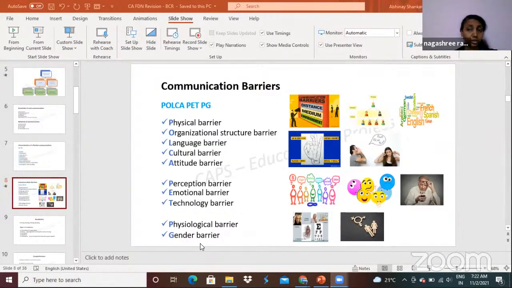And the last one is gender barrier. This is your G. Gender barrier is when there is hesitancy among men and women to talk to each other. Probably they are not very open in communication. So that is when it acts as a gender barrier. So all of you can connect to the acronym here.